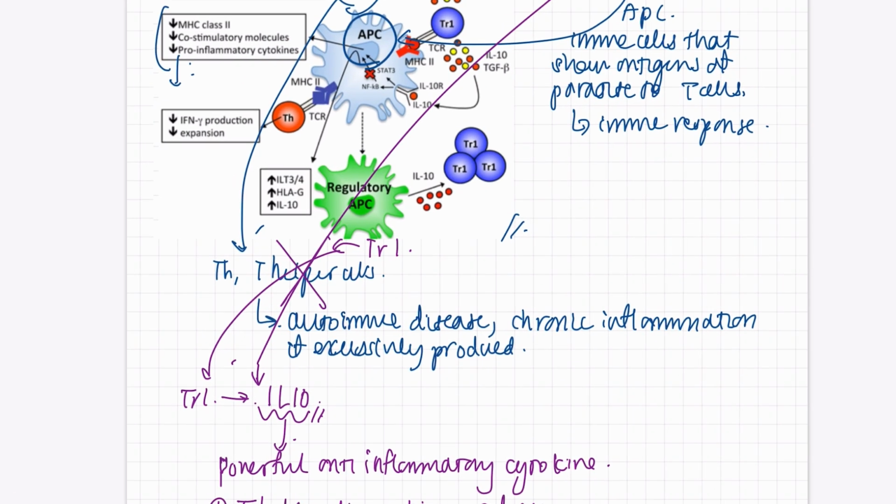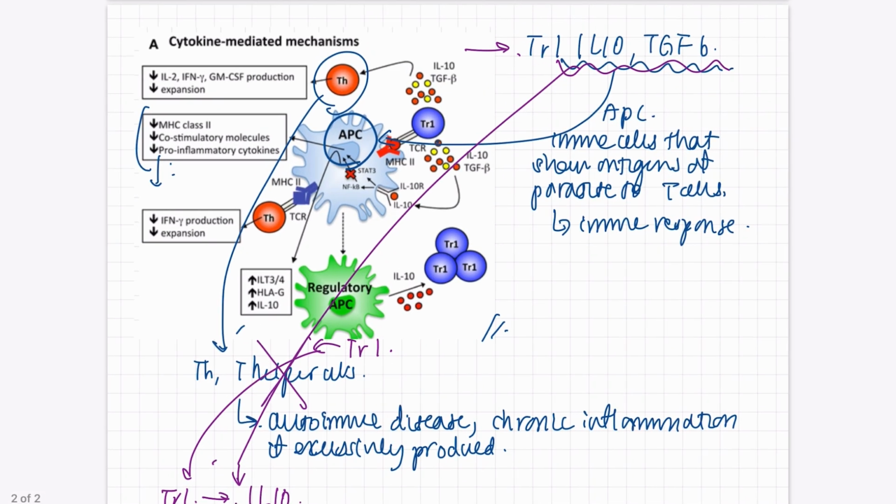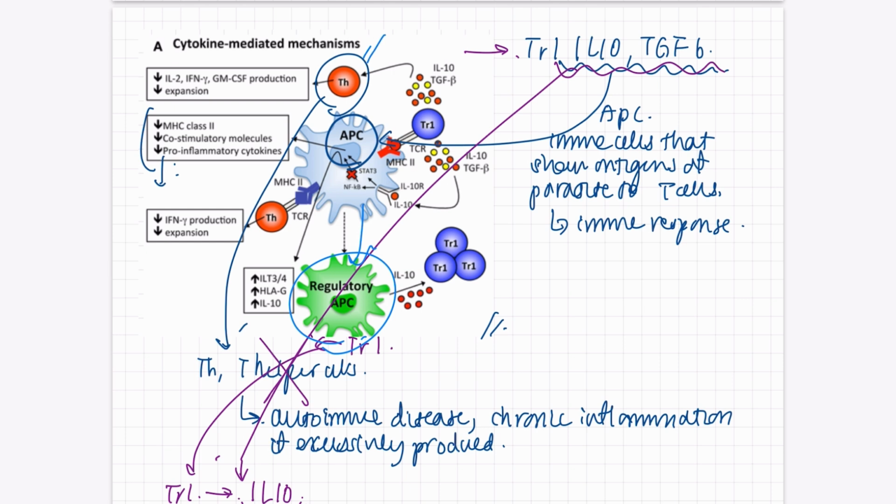Additionally, these IL-10 cytokines promote the development of regulatory APCs. We can see that in this diagram right here. Regulatory APCs are a type of APCs that produce more IL-10 and fewer pro-inflammatory signals, and this essentially just helps to restore immune homeostasis. So that's pretty much it for cytokine-mediated mechanisms. In our next video, we'll be looking at cell contact-dependent mechanisms.